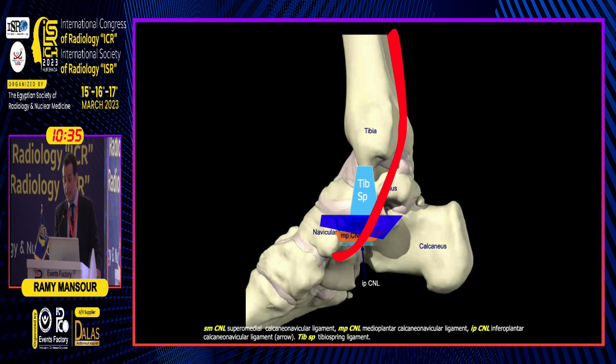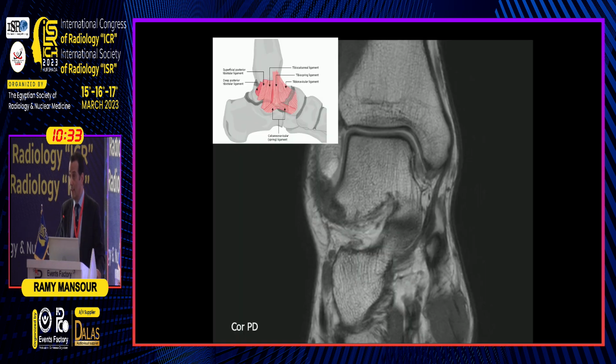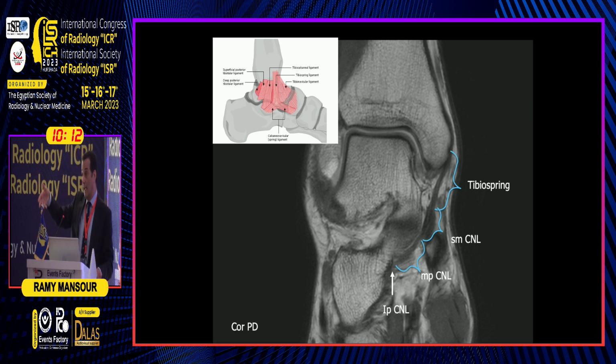So if you want to see and assess the spring ligament on the coronal MRI, I think you're going to see it attached to the tibiospring ligament. So this is the superior medial component on the coronal. And if you go further down, you see the medial plantar and the inferior plantar. So all of them, you can see, are continuous, as if they are holding the arch of the foot and protecting the arch of the foot.